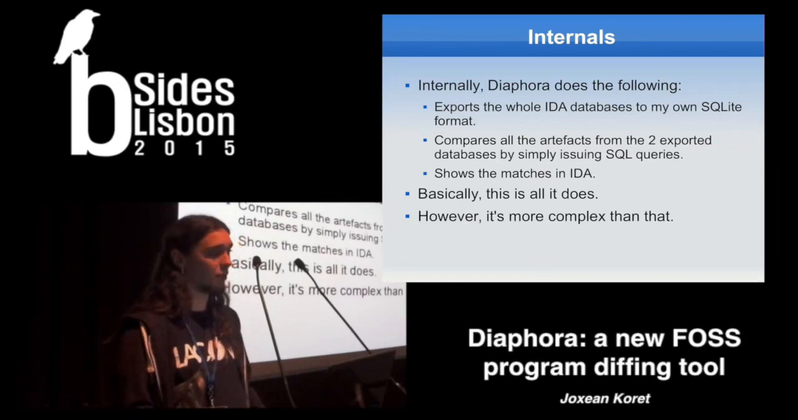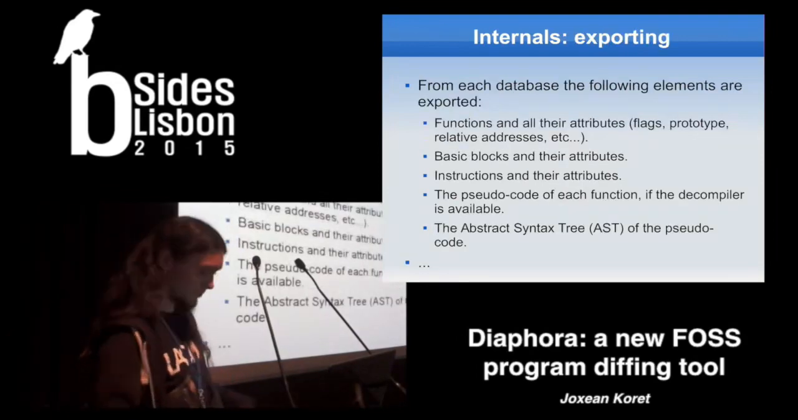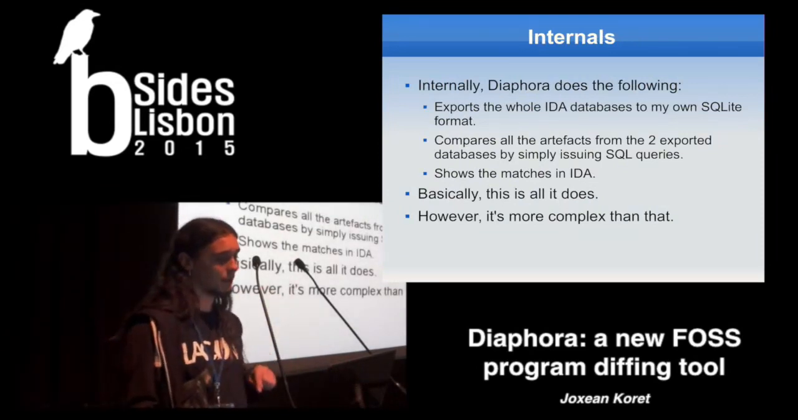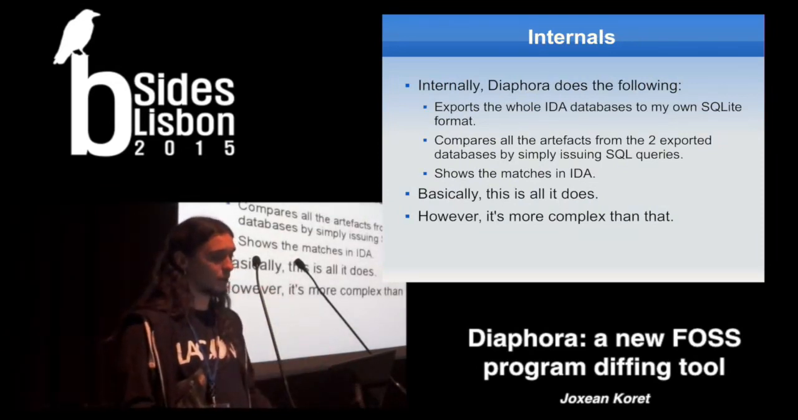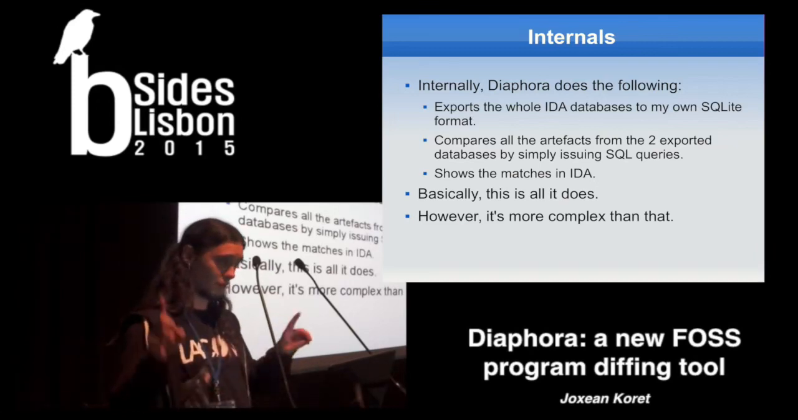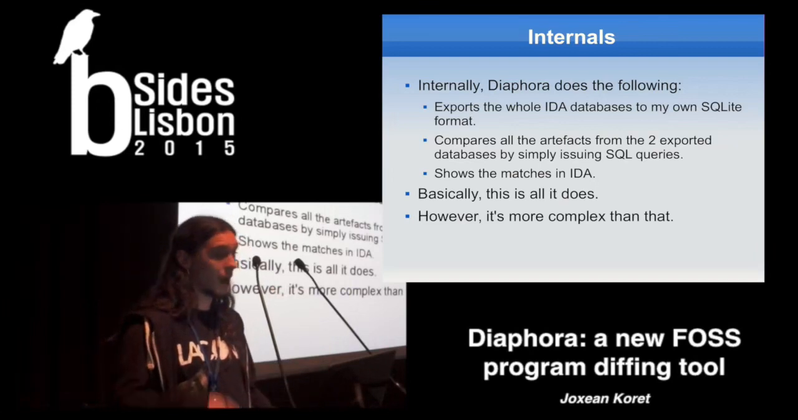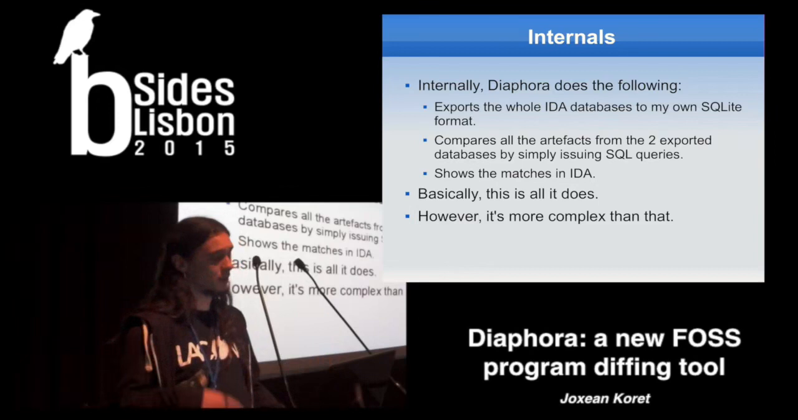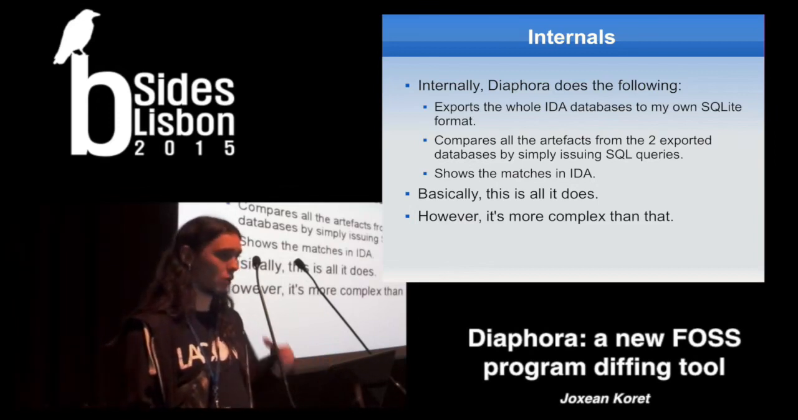Internally, Diaphora does the following. Simply, it exports its database that we are going to compare to my own SQLite format. Then I compare, simply running SQL queries, all the artifacts, all the attributes from both databases, and I show the matches in either, as simple as it sounds. However, naturally, it is more complex than that.